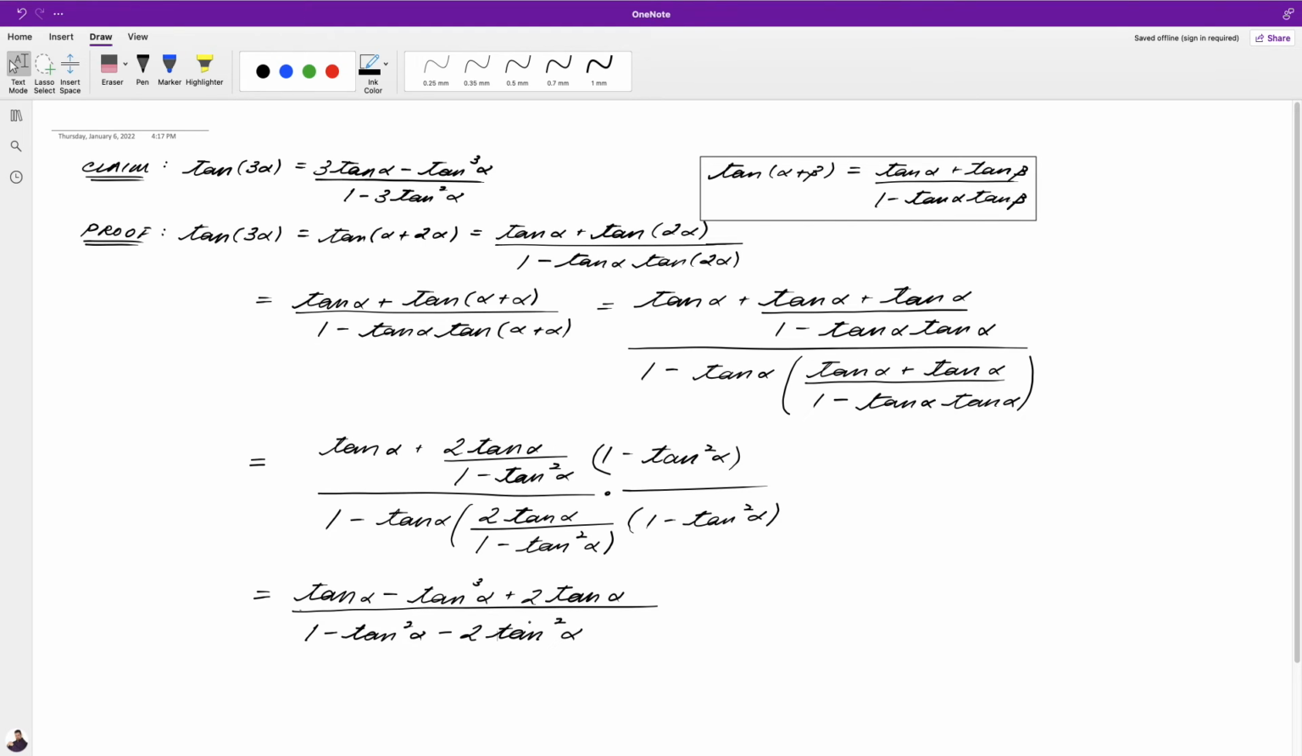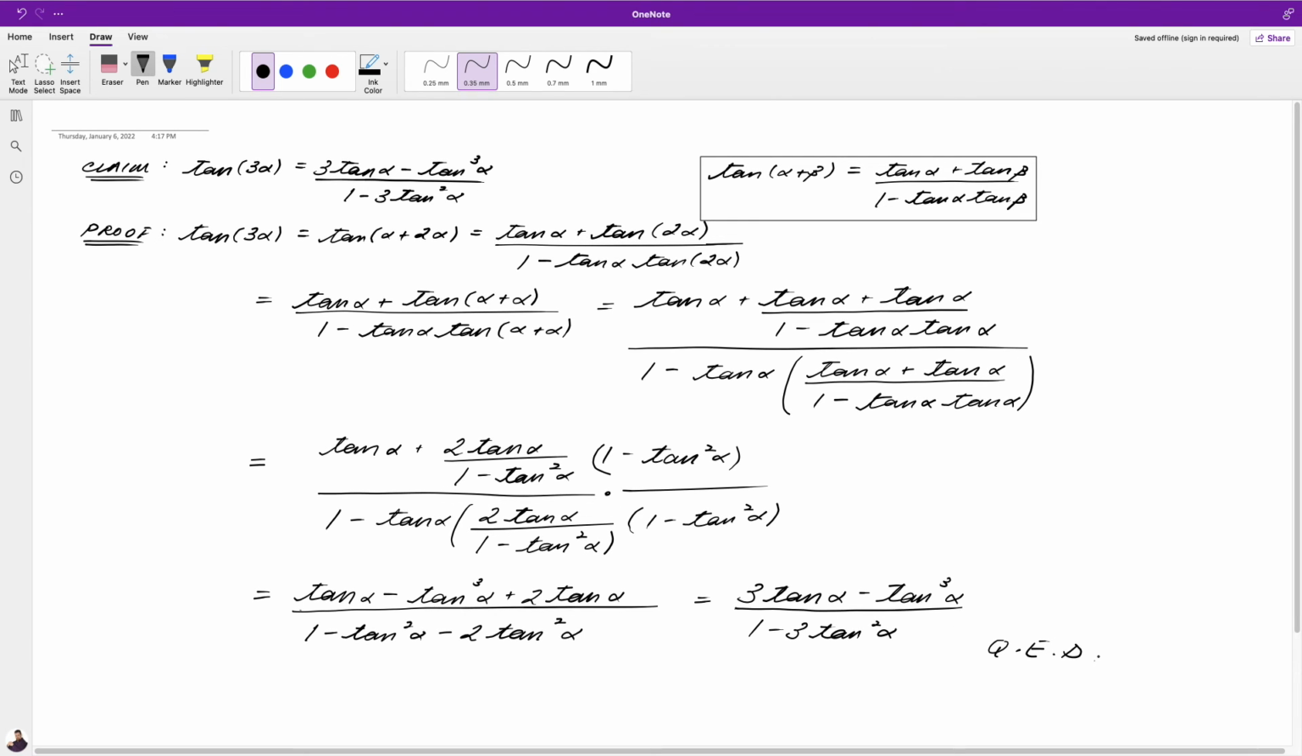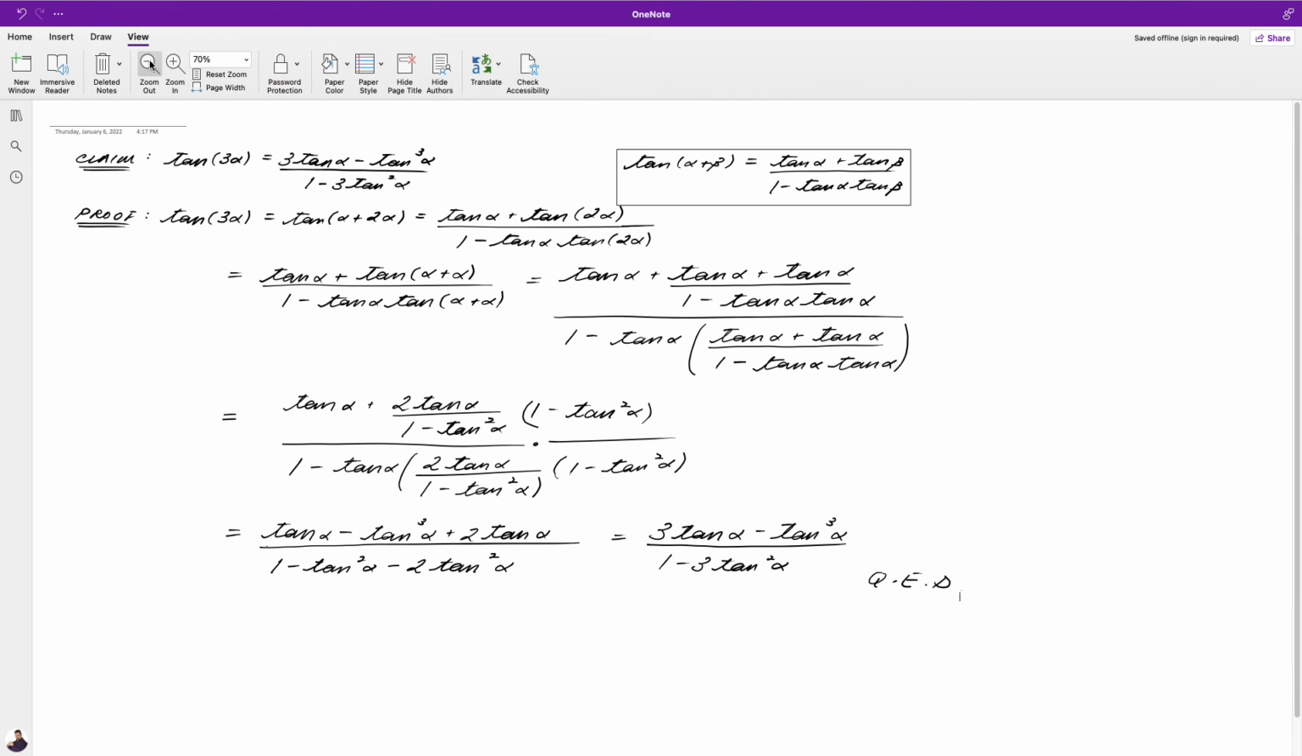So we can clearly see here that up on top we have tangent alpha plus 2 tangent alpha, which is going to give us 3 tangent alpha minus tangent cubed alpha, and then on the bottom, we're going to have 1 minus 3 tangent squared alpha. And so we have just proven this statement here. That was not so bad. Let's maybe zoom out, get a nice synoptic view.